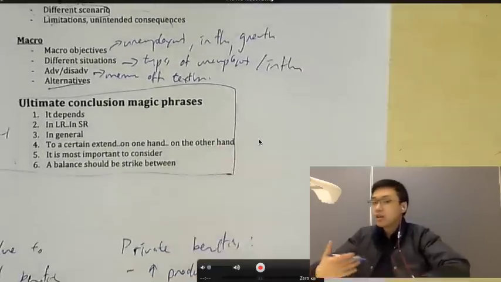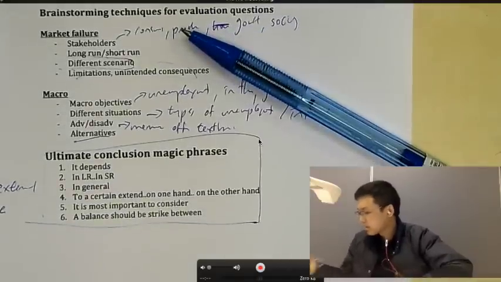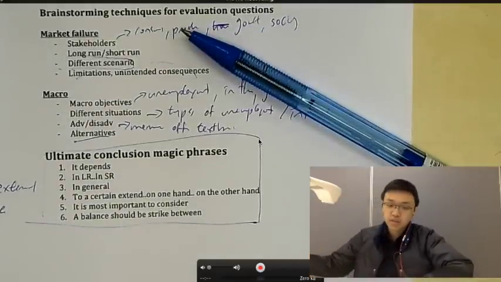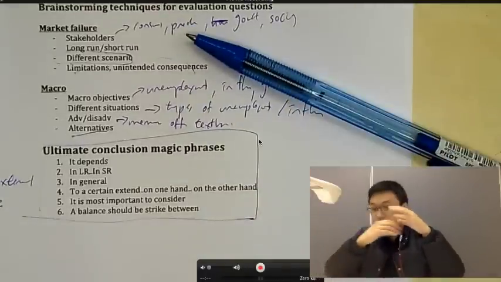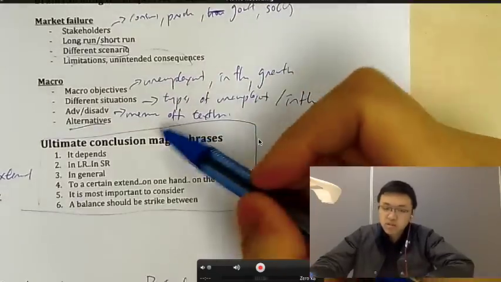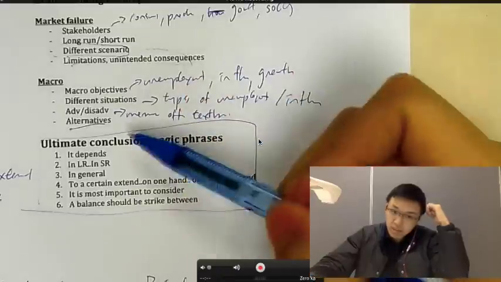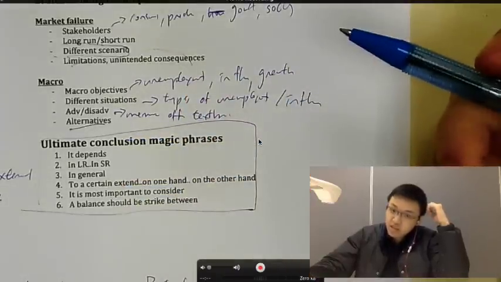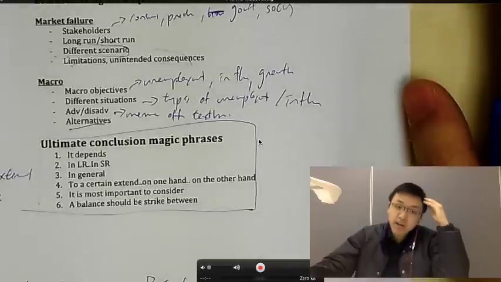As I mentioned just now, after you brainstorm all your arguments, it is very important for you to have a conclusion that is an evaluative conclusion. Okay, in your conclusion, you evaluate all the points and give a very valid conclusion, right? So these are some magic phrases, because I found it very hard to teach students how to write evaluation. So I came up with 6 magic phrases which you could use to write your evaluation.